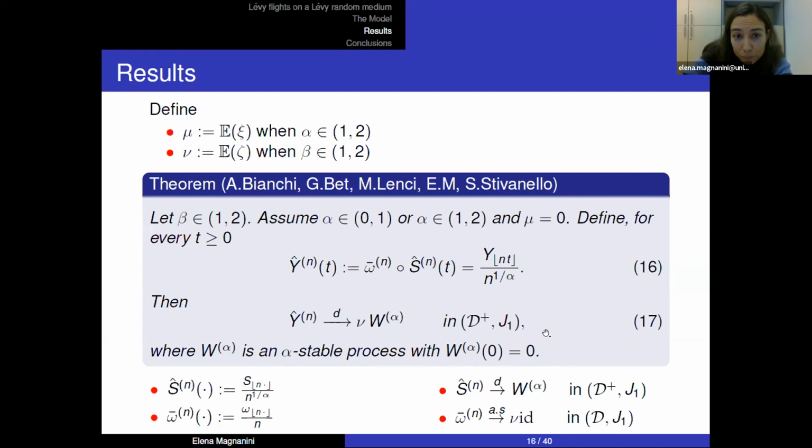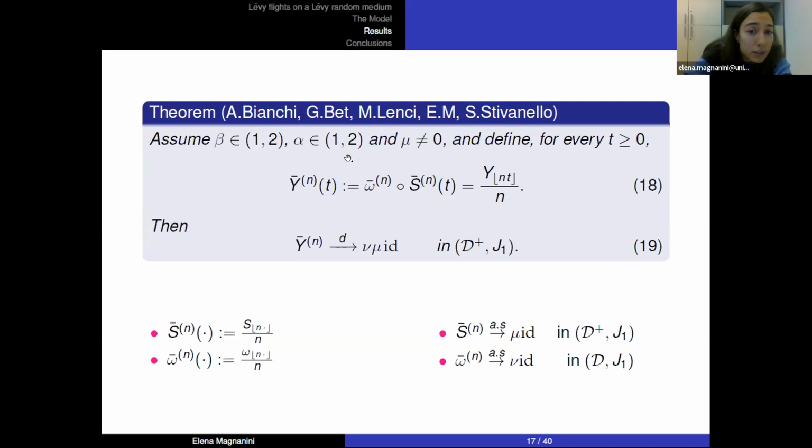The second result is when beta is between 1 and 2 and alpha is between 1 and 2. This is maybe the simplest case. Here you have almost sure convergence for both omega and S_n to a constant times the identity, and these convergences are in J1. Again, you can consider the composition of the processes in this scale with n, and we have shown that Y converges in distribution again to the composition of the limit processes. This convergence is still in J1.